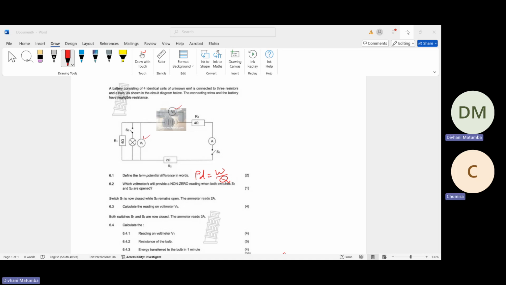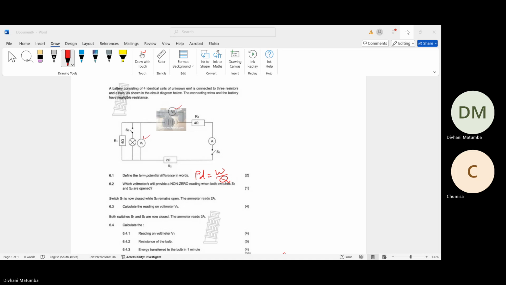The EMF of the battery, where are we going to read it? On V1 or V2? It is V2, because it is the potential difference across the battery. So that is the only non-zero potential difference that we're going to read, because V1 will be zero because there won't be any current flowing through the circuit when S1 and S2 are open. Do you agree with me?